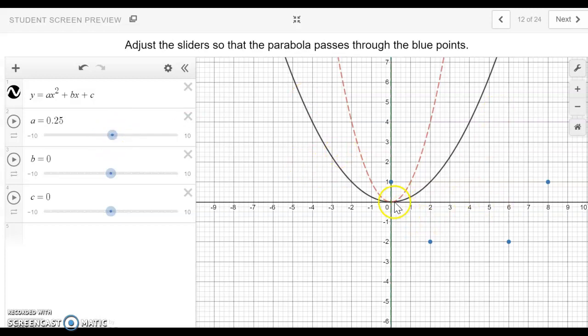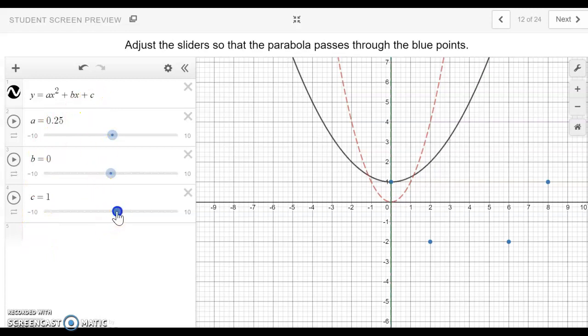All right, the next thing I want to see is where my y-intercept is, and my y-intercept is right up at 1. So that means for C in my equation, it has to equal 1. So I'm going to move my slider there. Now the whole thing has to shift down and to the right.